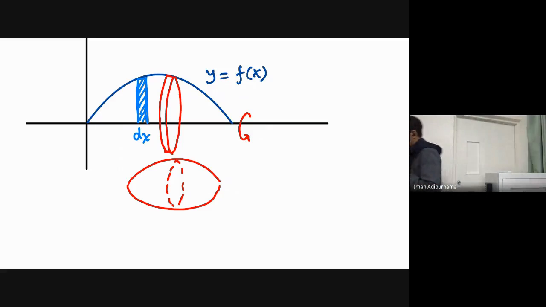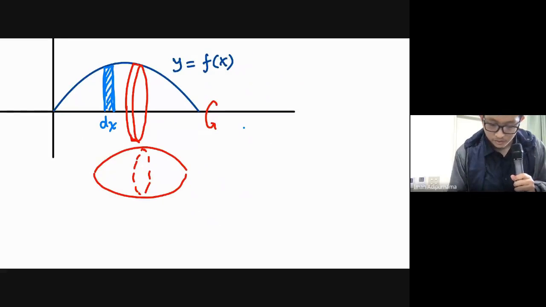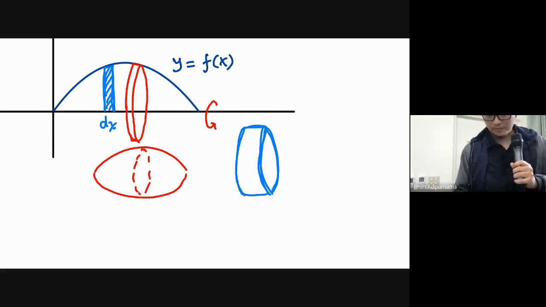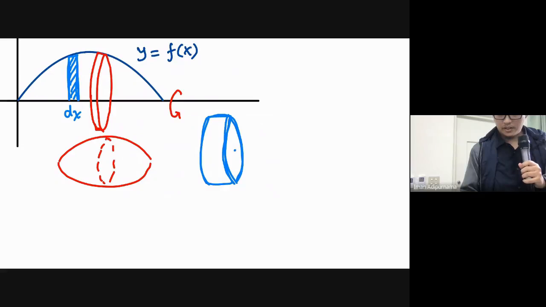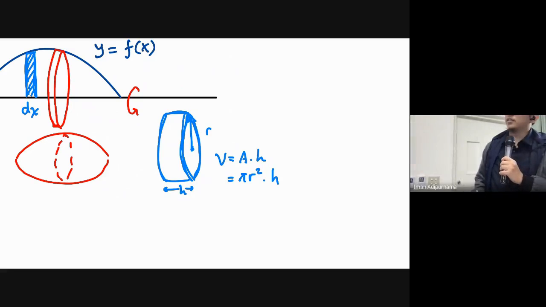You will have something like a disk, or you can observe that as a tube. So if this has the, let's say, radius r, and this is the height, the volume is area multiplied by height, right? So area is pi r squared and h.